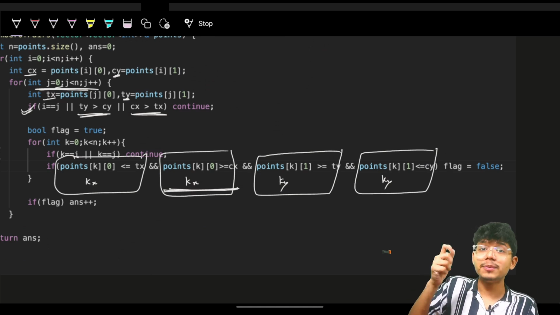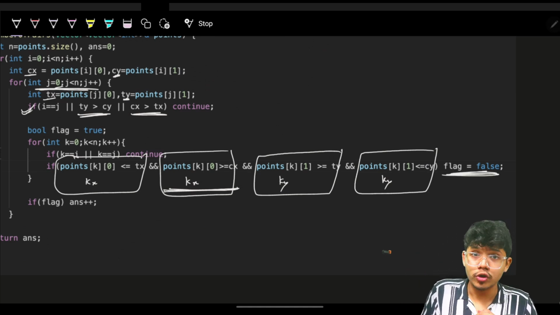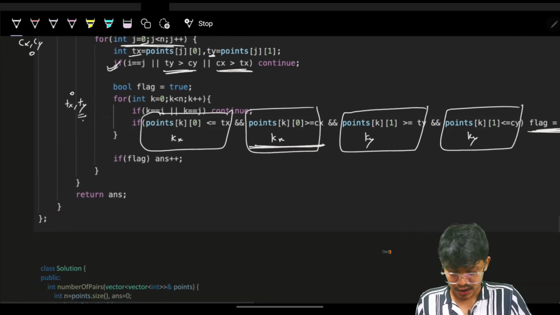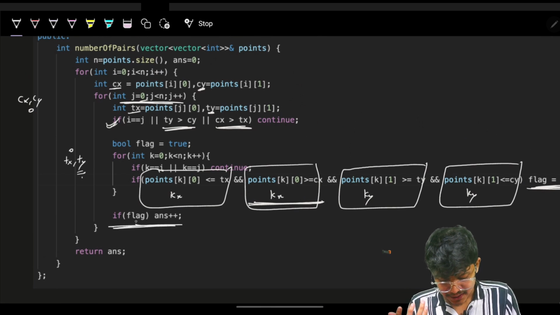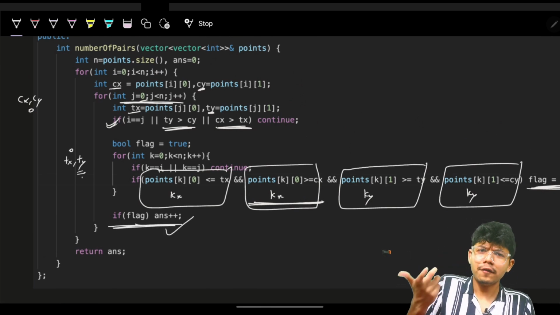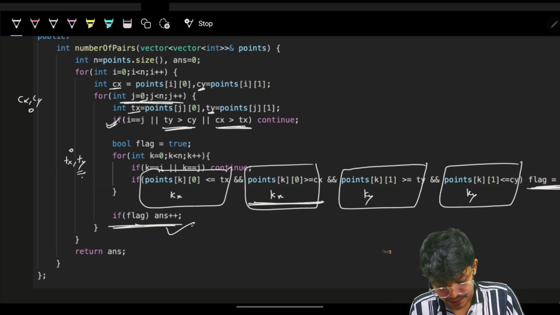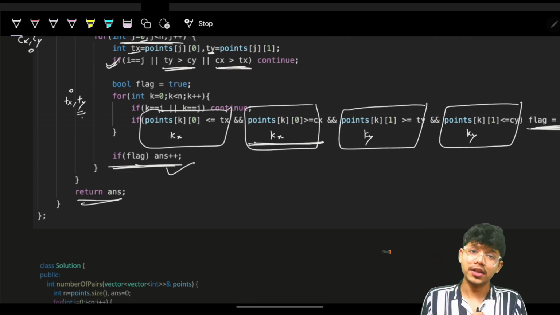Sorry, a box made by my C and T. If it is the case, mark the flag as false. It is not a good pair. C and T is not a good pair. So I'll simply say it's a false. But if it is a true, which means this C and T pair is awesome, then your flag will be true. So you will increment the answer, which means you have found one good pair, and thus your answer you can simply return, which is the count.